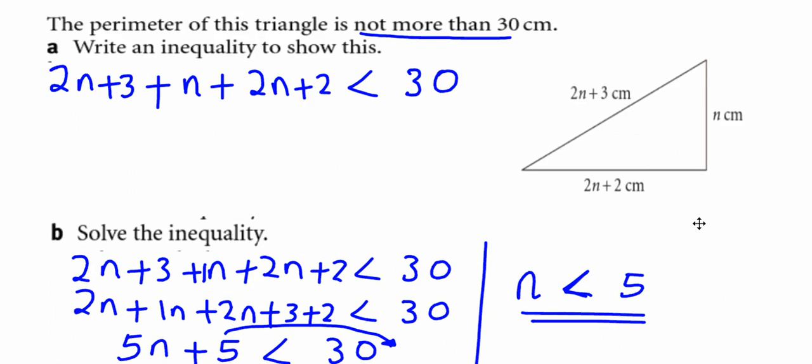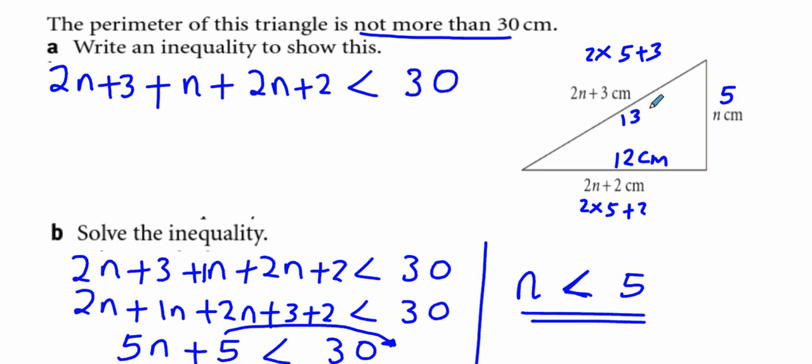Suppose you substitute n as 5. N equals 5. On this side you are going to have 2 times 5 plus 2. 2 times 5 is 10, plus 2. This side will be 12 centimeters. And if I take n as 5, this side will be equal to 5, and this side will be 2n plus 3, which is 2 times 5 plus 3. This will be 10 plus 3, which is 13.